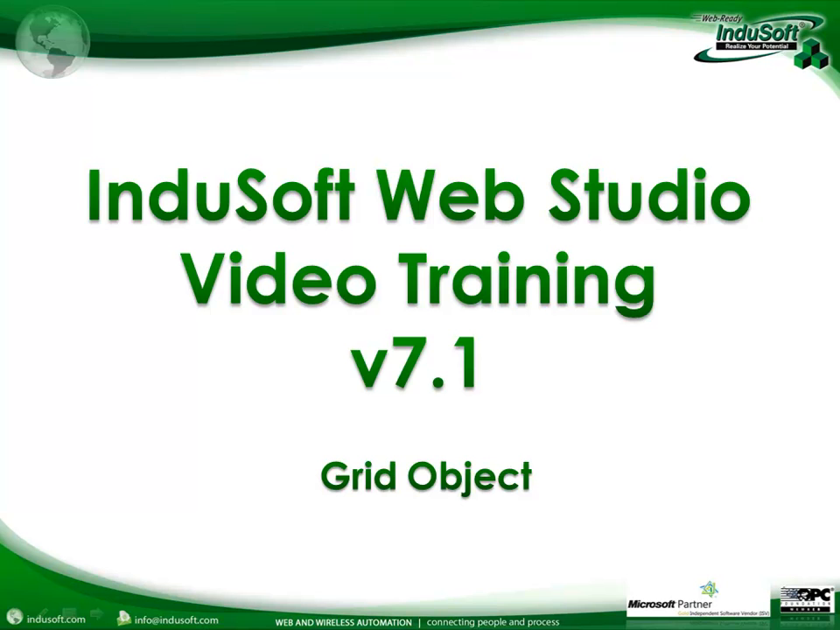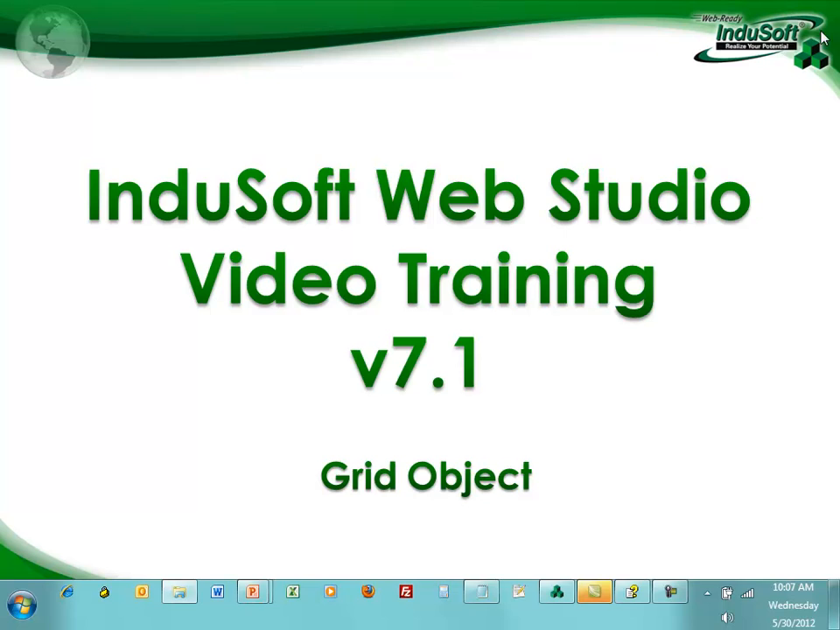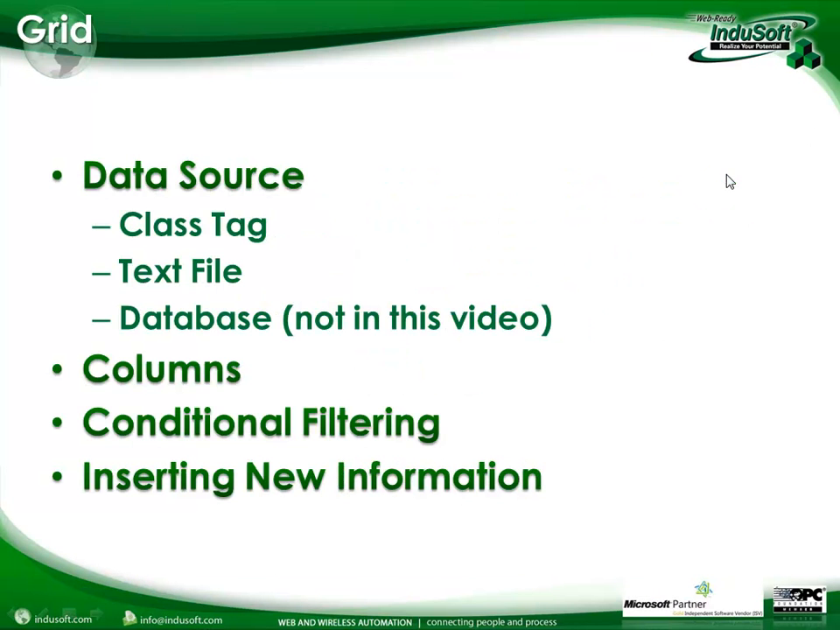In today's video, we're going to cover the grid object and just what that is. The grid object is an object that allows us to read and write to a lot of different tabular data sources. And what does that mean? That could be a text file, a CSV file, a class tag, could be even a database. So similar to the kind of format that you might find in a spreadsheet, yet very different.